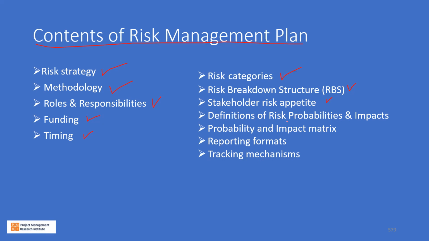Then definitions of risk probabilities and impacts. We need to have scales for it. In some organizations, it can be from 0.1 to 1, or it can be 1 to 5, and the definitions for that. What is 1, what is 2, what is 3, and the criteria for that. Then probability and impact matrix, reporting formats for risk and tracking mechanism. All these things can be part of your risk management plan.